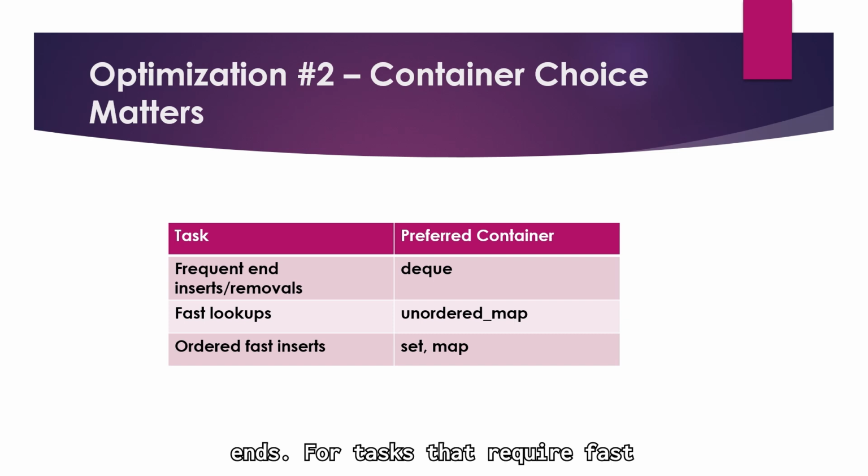For tasks that require fast lookups, an unordered map is a much better choice than map because it provides average constant time complexity for lookups. And for ordered fast inserts, a set or map is ideal. These containers are optimized for the operations they support, and selecting the right one can drastically improve your project's performance.